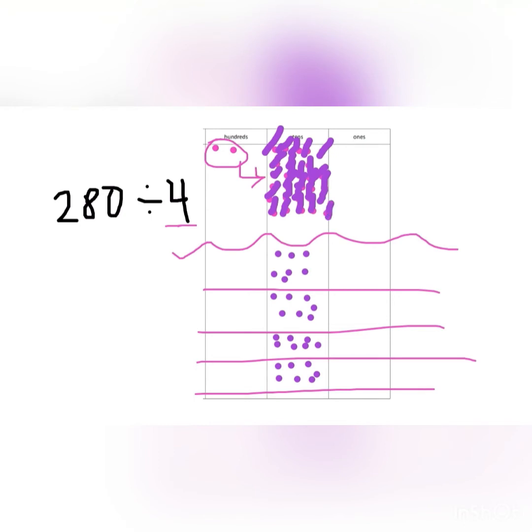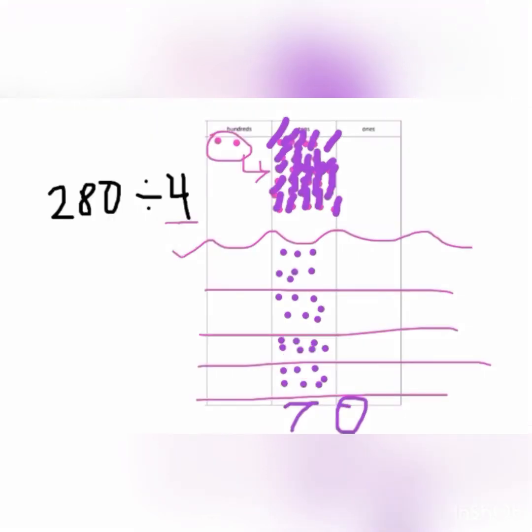Okay, so I can see that I have 7 dots in the tens place. So I'm going to write 7. And I have 0 dots in the ones place. I now have my answer, which is 70, 7 tens and 0 ones.